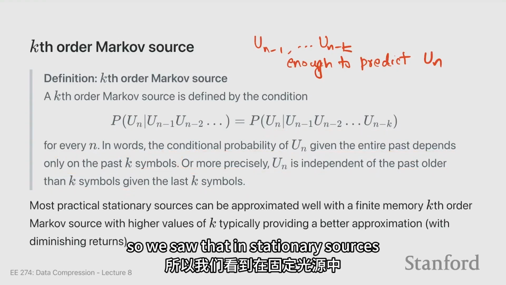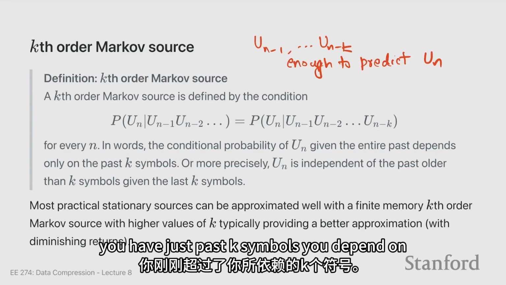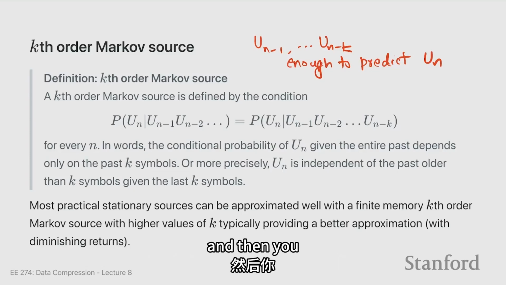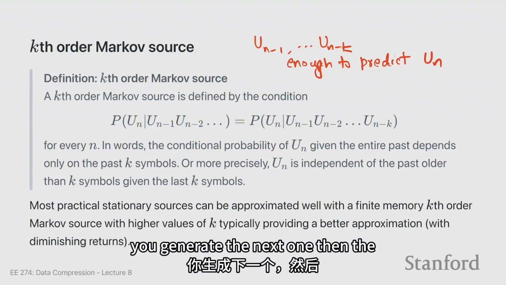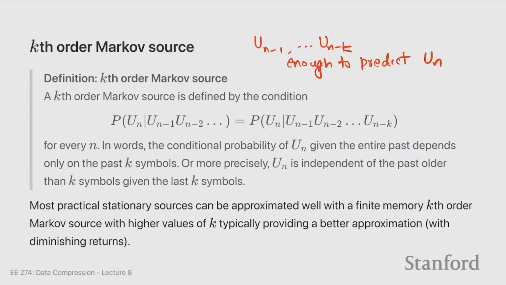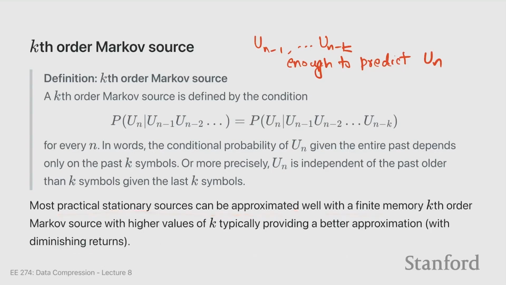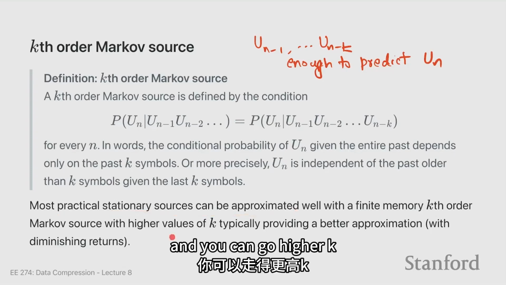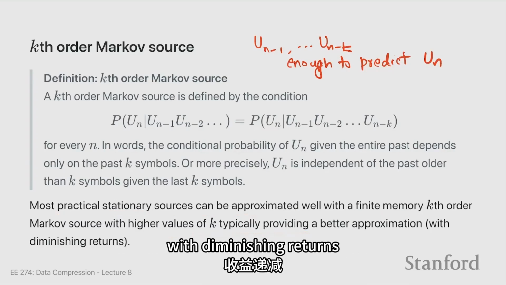So we saw that in stationary sources you could have arbitrary time dependence, but in a kth order Markov source you depend on just the past k symbols. So if you are generating this, you take the last k symbols, generate the next one, then you take the last k, generate, and so on. Most practical stationary sources can be approximated well with a finite kth order model, and you can go to higher k and get a better approximation with diminishing returns.